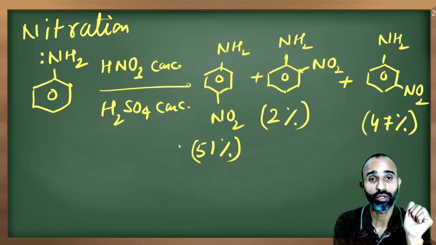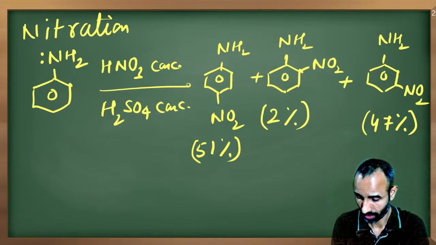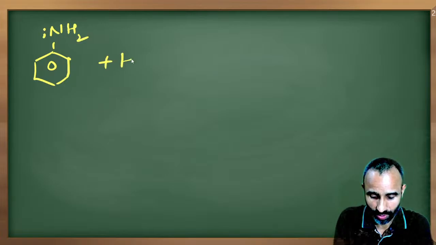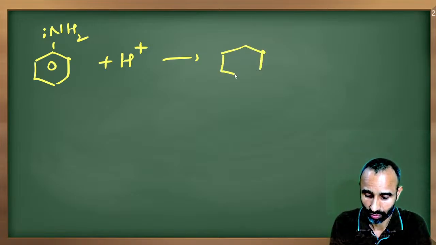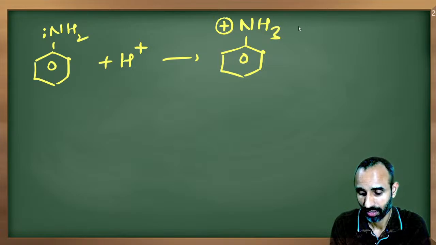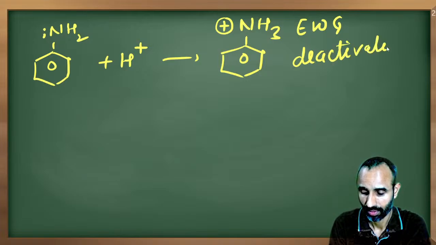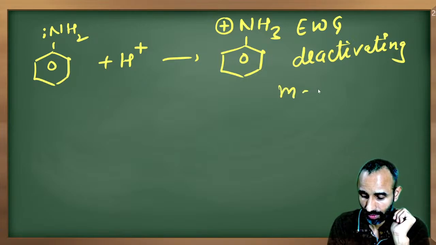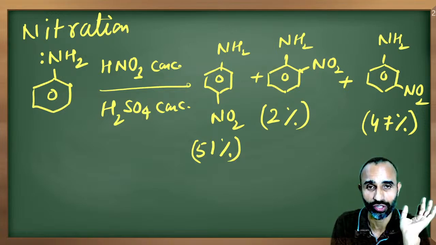Actually, you know, HNO3 and H2SO4 both are strong acids, and aniline is a weak base. So aniline reacts with this H plus ion due to the acids, and therefore it forms the anilinium ion. And you know, the anilinium ion is an electron withdrawing group, it is a deactivating group, and therefore it is meta directing. So it forms meta product due to the formation of anilinium ions. Keep in mind.